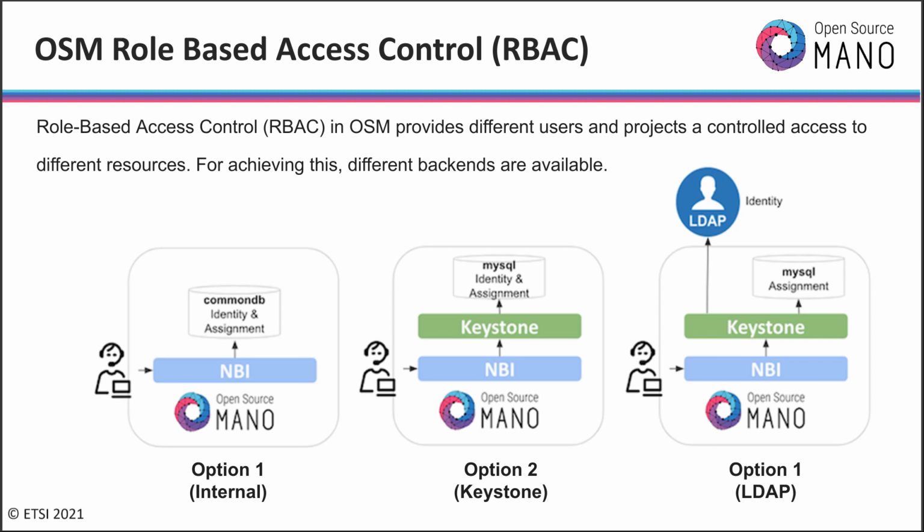And third, which I think is a more enterprise-grade configuration, is where the enterprise users are in their own enterprise database, for example LDAP in this case, and the LDAP is connected to Keystone, and then Keystone is in turn connected to the OSM, so that OSM can get all the information. So these are the three different ways in which the RBAC can be configured for OSM.